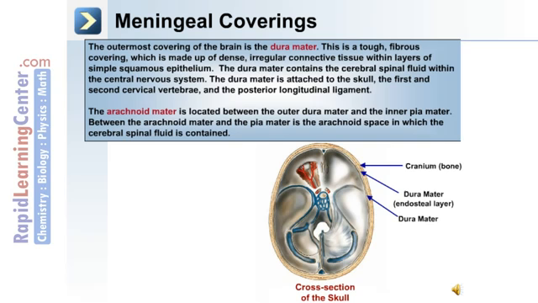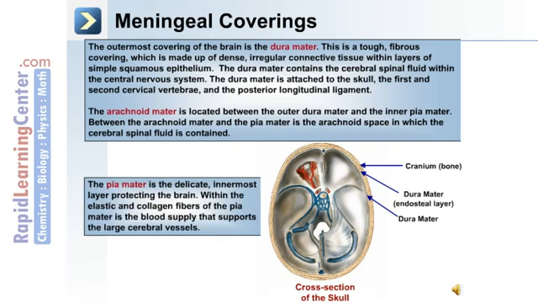longitudinal ligament. The arachnoid mater is located between the outer dura mater and the inner pia mater. Between the arachnoid mater and the pia mater is the arachnoid space in which the cerebrospinal fluid is contained. The pia mater is the delicate innermost layer protecting the brain. Within the elastic and collagen fibers of the pia mater is the blood supply that supports the large cerebral vessels.